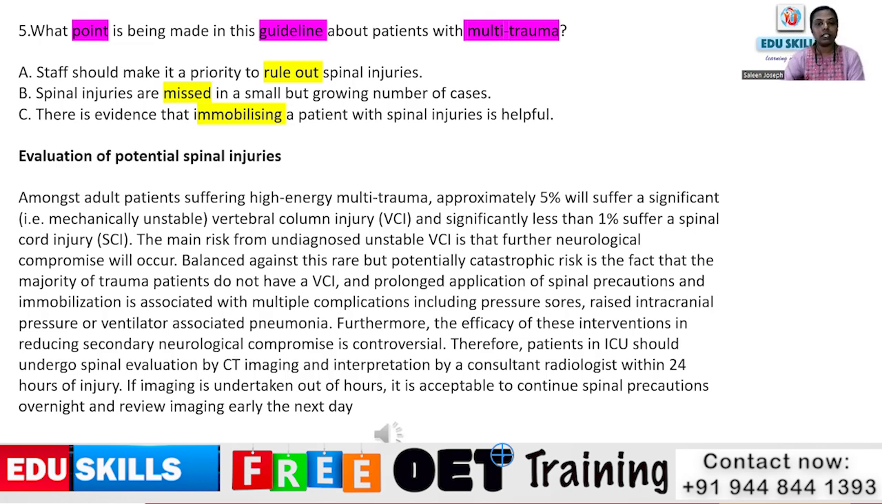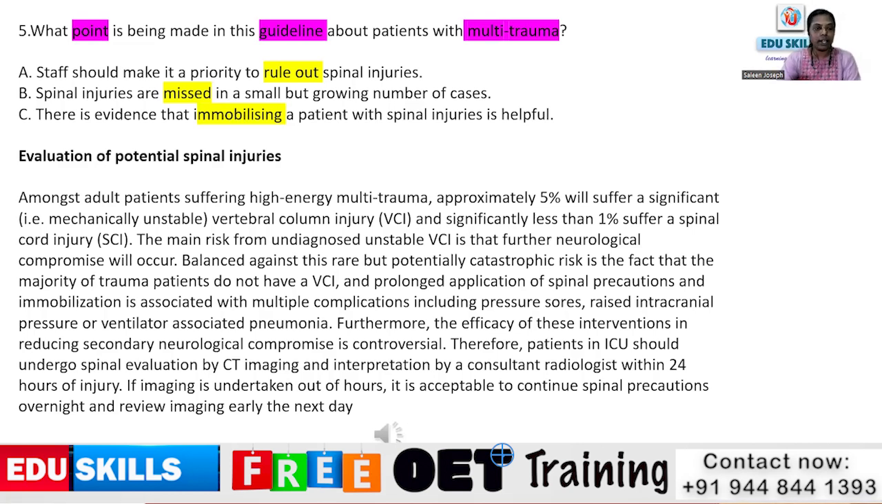Rule out, in the sense that there is no rule out spinal injuries means there is no spinal injury. Okay. Then option B, spinal injuries are missed in a small but growing number of cases. There are chances to miss the spinal injuries in some of the cases. Then option C, there is evidence that immobilizing a patient with spinal injuries is helpful. So whether we have to immobilize a patient with spinal injury, whether it is helpful.